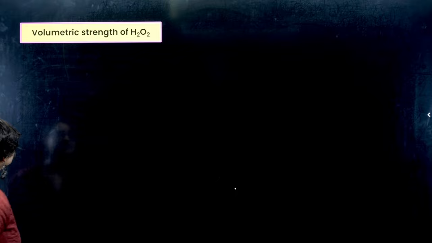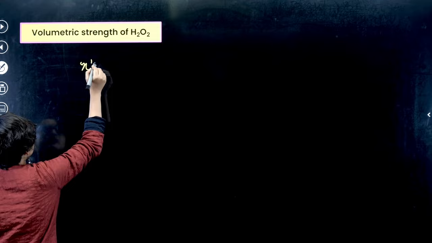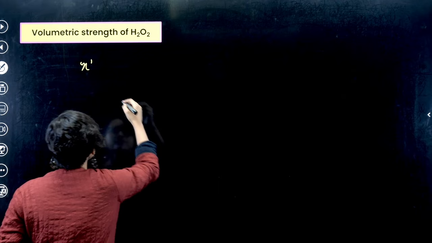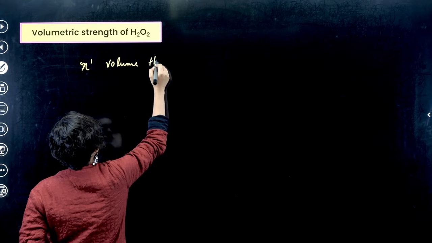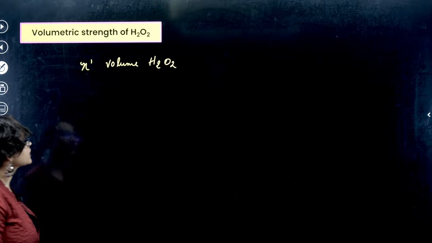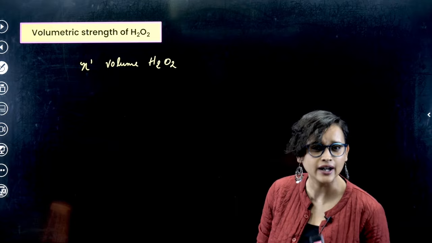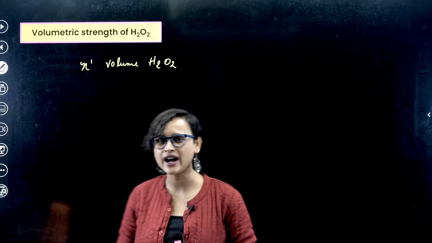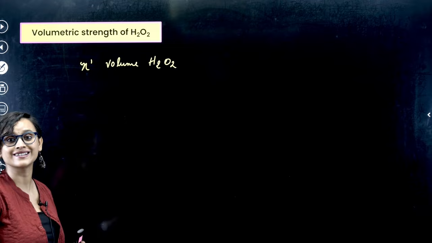Okay, so let's say x is the volume of hydrogen peroxide. If x volume of hydrogen peroxide is there, now what if I say that 1 liter of hydrogen peroxide, let's say, gives x liter of oxygen at STP.